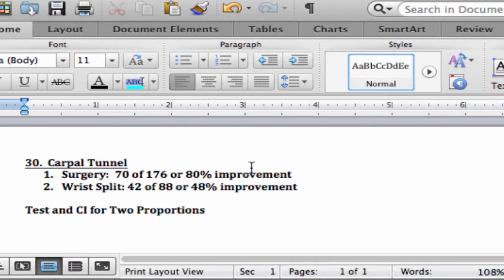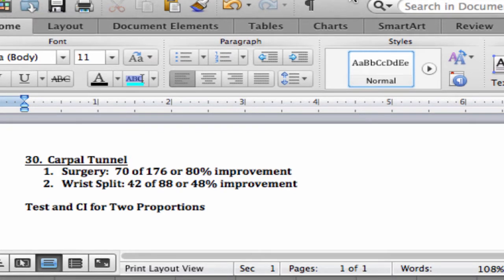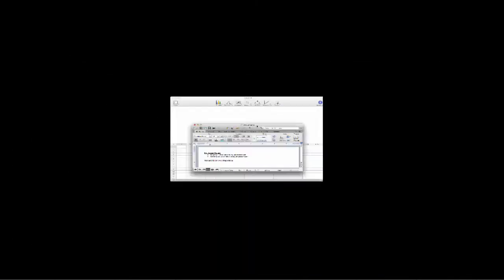All right, we're going to look at this problem, comparing two proportions using Minitab Express. Here we have the carpal tunnel problem, where 70 of 176 people showed improvement. Those are the ones who had surgery, and, sorry, it's 70 of not 176, but of 88. Well, 80% had improvement there from surgery, and 42 of 88, or 48%, had improvement using the wrist splint.